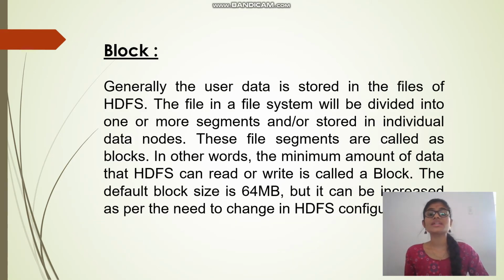Block. Generally, the user data is stored in the files of HDFS, Hadoop Distributed File System. The file in the file system will be divided into one or more segments and stored in individual data nodes. These file segments are called blocks. In other words, the minimum amount of data that HDFS can read or write is called a block. The default block size is 64 MB, but it can be increased as needed by changing the HDFS configuration. This means the block size can be variable.